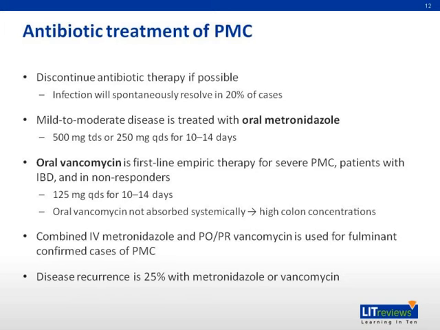For more mild to moderate disease, we can use oral metronidazole or Flagyl. And if the patient has developed severe PMC, then we can go to oral vancomycin. Also, patients who have inflammatory bowel disease or patients that don't respond to the oral metronidazole, we can use oral vancomycin. And if the patient has been treated with metronidazole or vancomycin, there is a problem, and that is you'll have disease recurrence in at least a quarter of these patients.